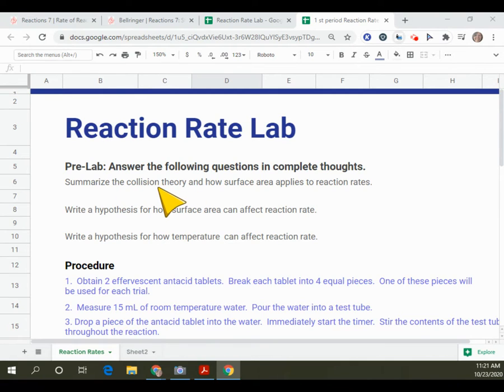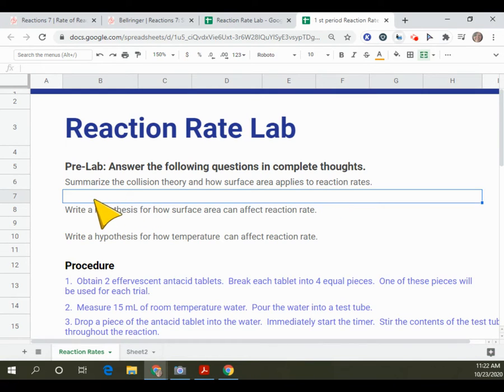So collision theory, if you think about it, collision means to collide with something, to crash into something. Atoms have to collide, they have to crash into one another in order to actually have a reaction. And then surface area, if I have a greater surface area, are there greater chances that reactions could happen? What did the video say? What do you think? Well, we're going to find out in this lab as well. So pause the video, right in this box, type your answer, and then go on.